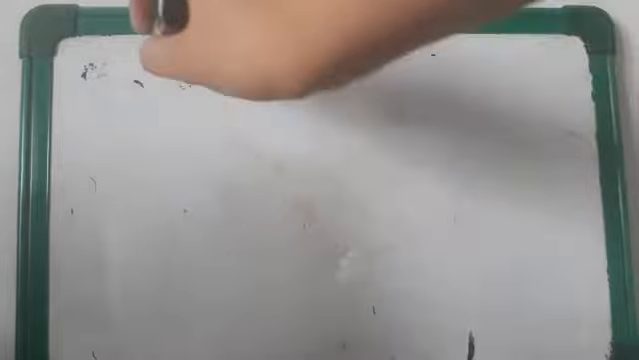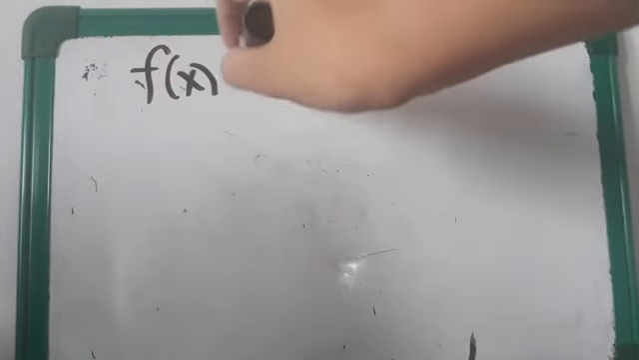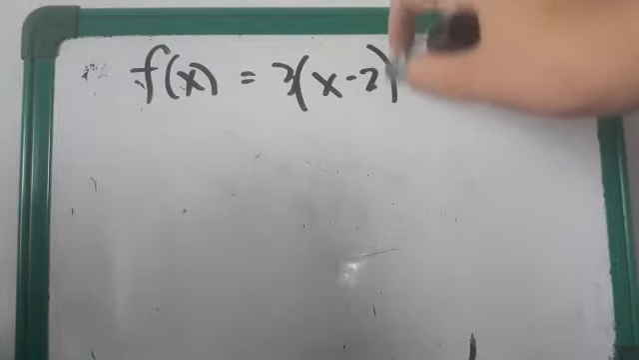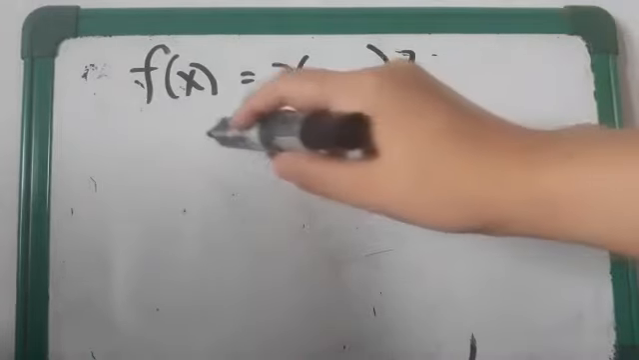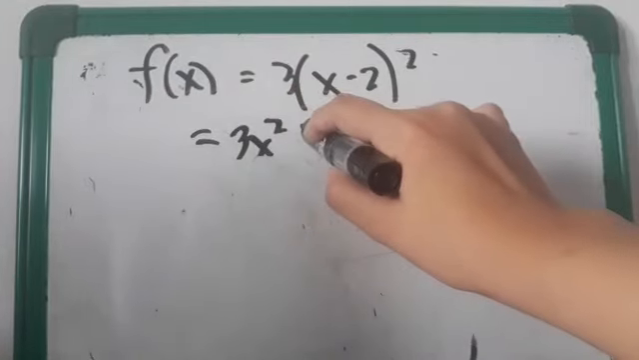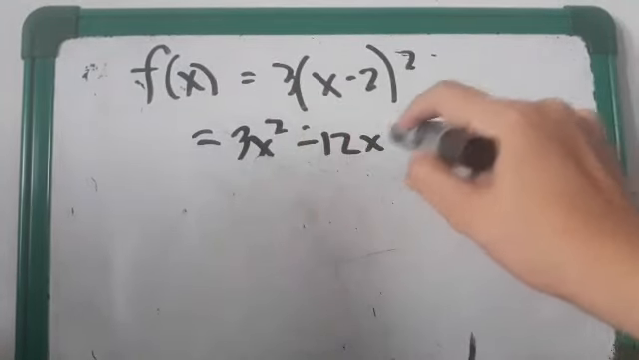Let's look at number 12. Which of the figures illustrates the graph of the equation f of x is equal to 3 times x minus 2 squared? Pag in-expand natin yan, ang makukuha nating sagot ay 3x squared minus 12x plus 12.